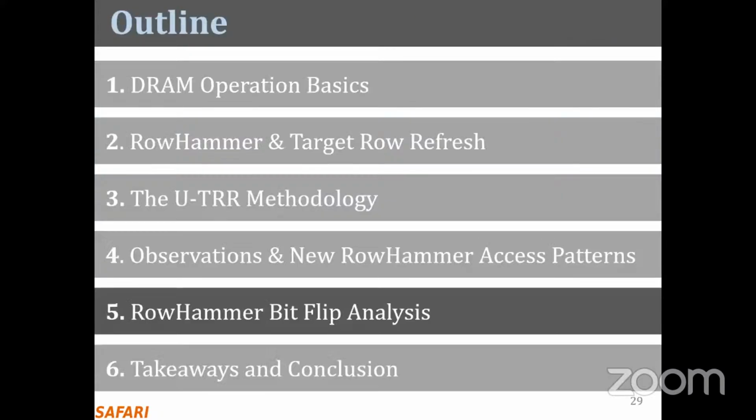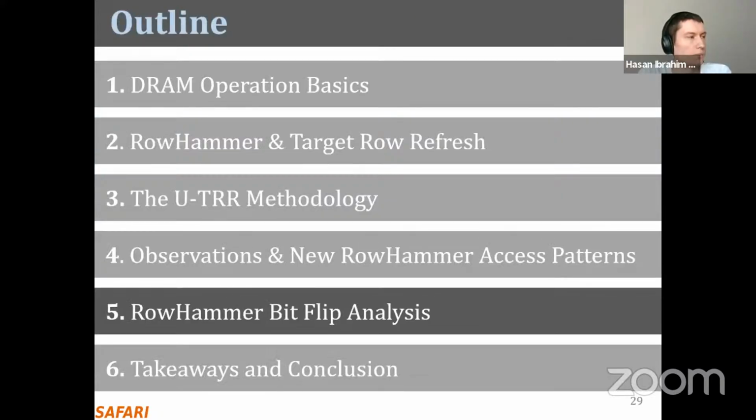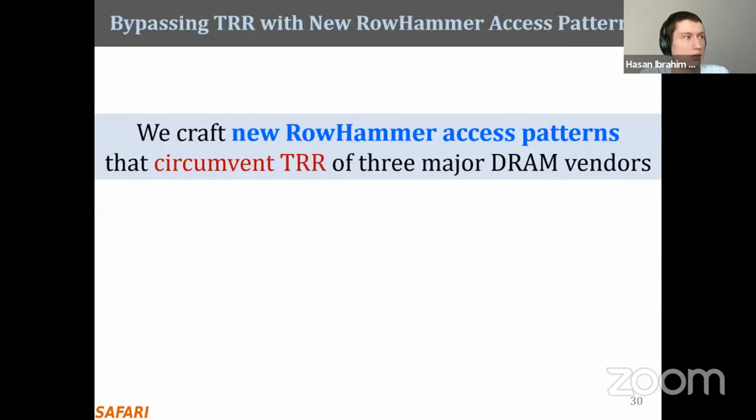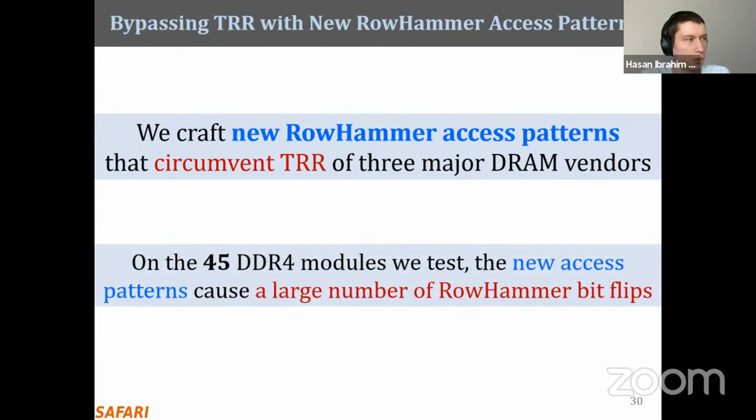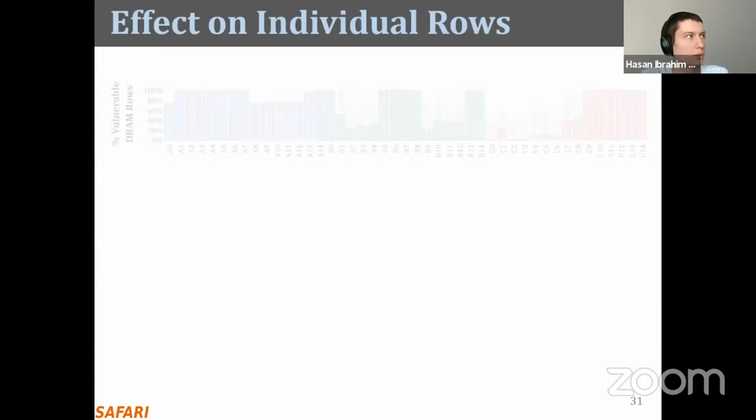Yeah, and so in this section of this talk, we will look at the results, basically, and we will see the bit flip analysis that we did. So we craft new RowHammer access patterns that circumvent TRR of the 3 major DRAM vendors, and we looked at 45 different DRAM modules, as we said. And our new access patterns cause a large number of RowHammer bit flips.